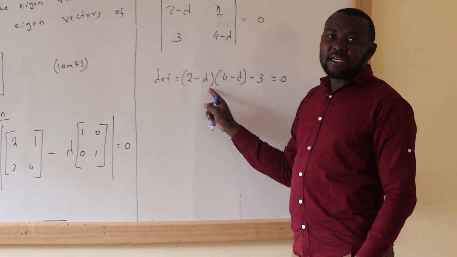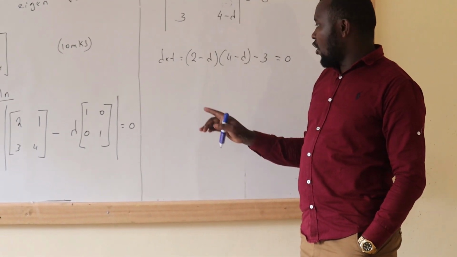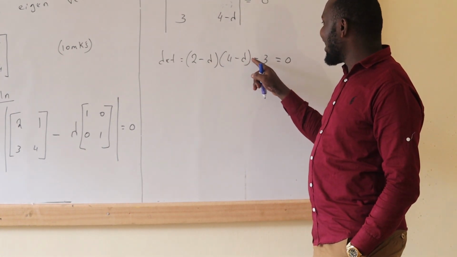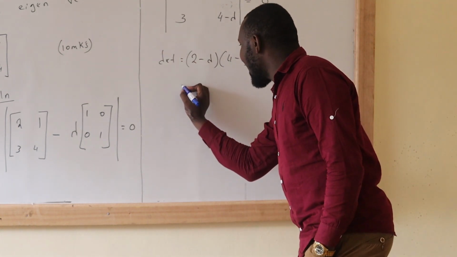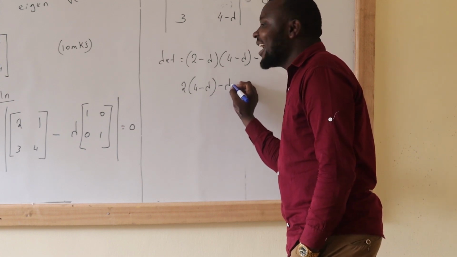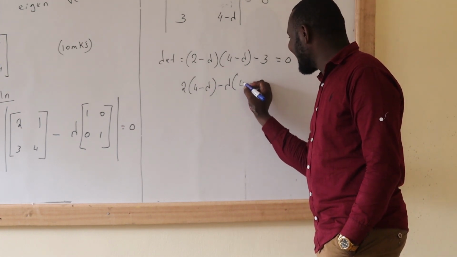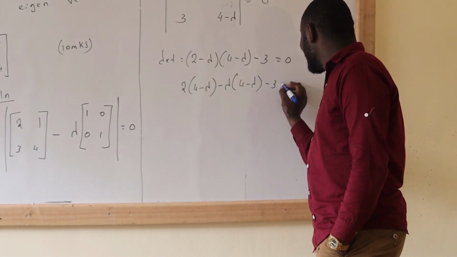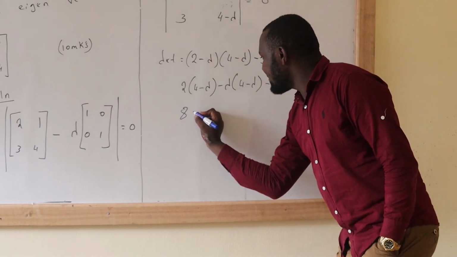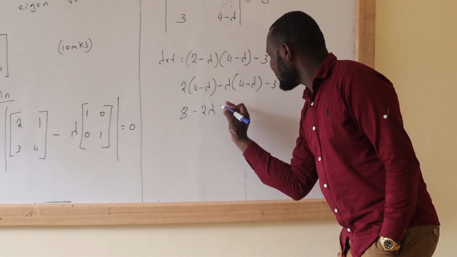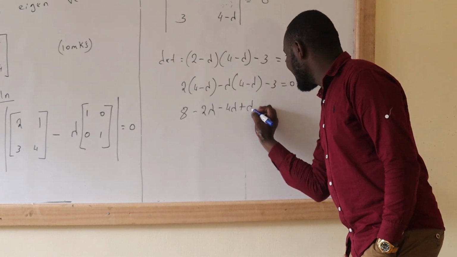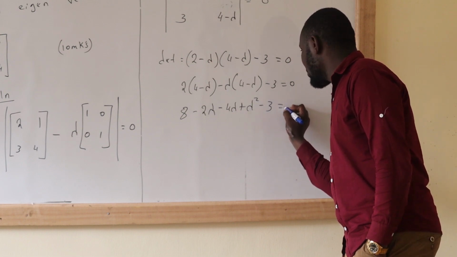Now we get the determinant of 2 minus lambda, 4 minus lambda. So let's multiply this one. We have 2, open the bracket, 4 minus lambda, minus lambda, open the bracket, 4 minus lambda, minus 3 is equal to 0. So 2 multiplied by 4 is 8, minus 2 lambda, minus 4 lambda, plus lambda squared, minus 3 is equal to 0.